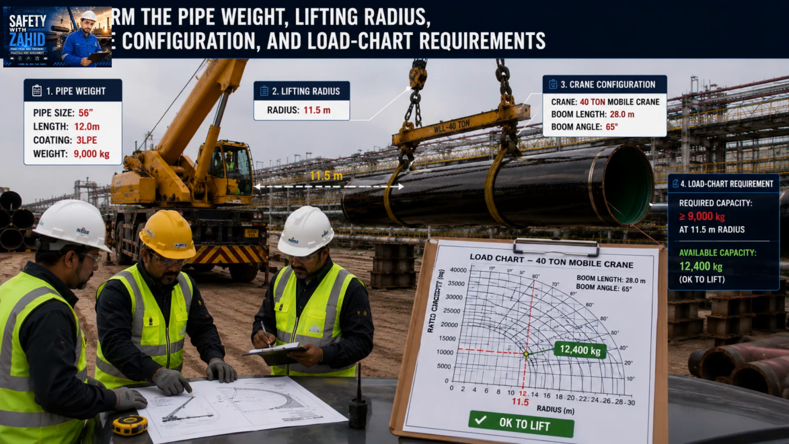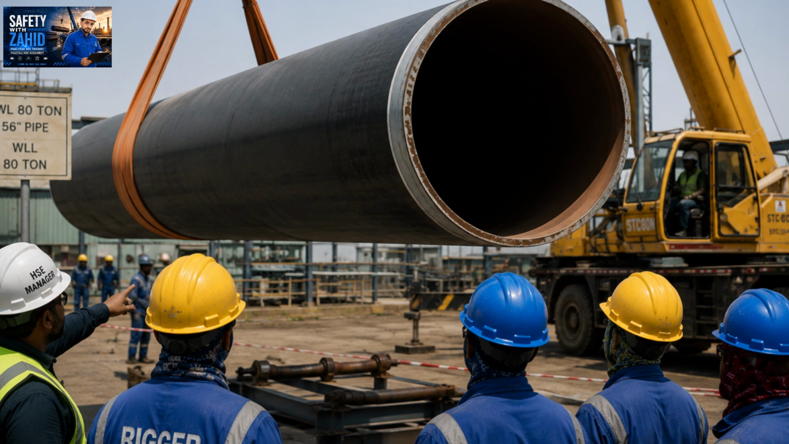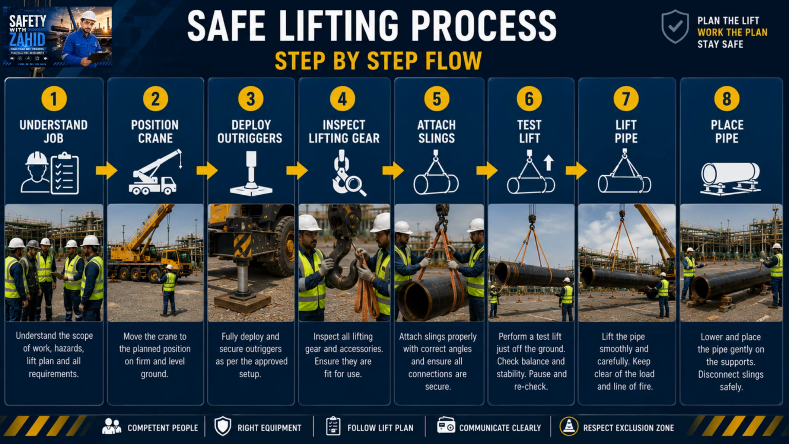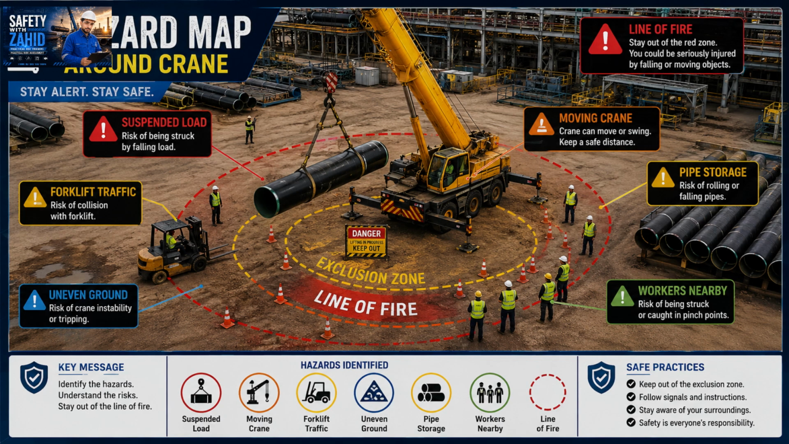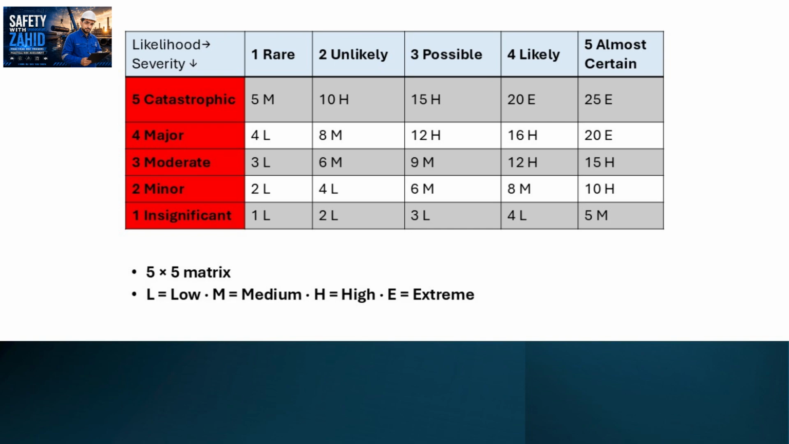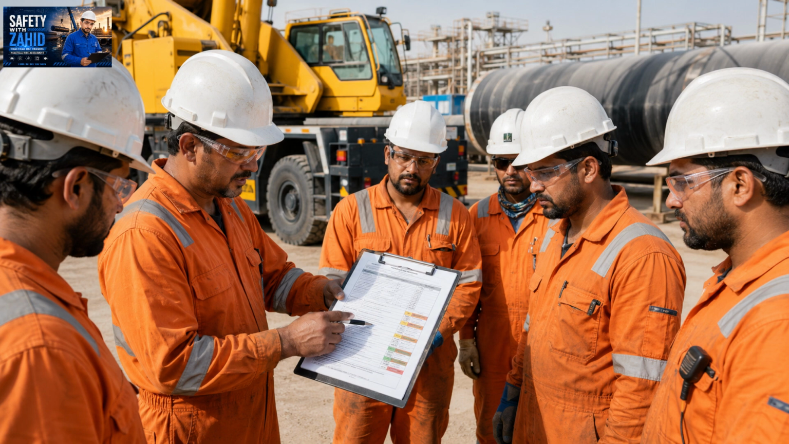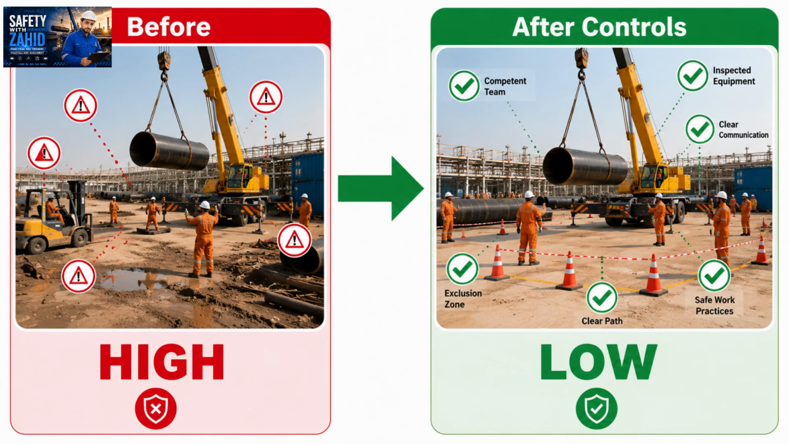Now we can complete the risk assessment form. The form should clearly show the task being performed, the individual work steps, the hazards identified, the possible consequences, the initial risk rating, the required controls, the responsible person for each control, and the residual risk after controls are applied.